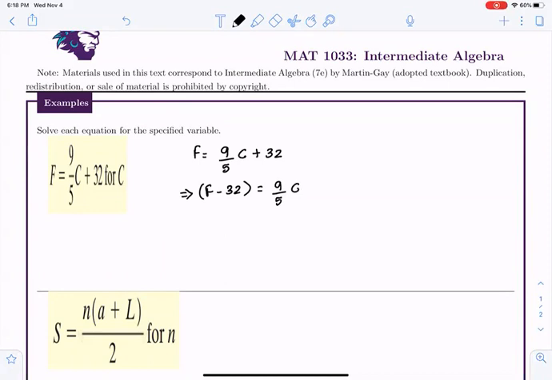Now I can multiply by 5 over 9 on both sides. So 5 over 9 multiplied by F minus 32 would be equal to 5 over 9 times 9 over 5 C. And those just would go away, giving us 1. So C would be 5 over 9 times F minus 32. And as we all know, 32 degrees Fahrenheit corresponds to 0 degrees Celsius. So if you plug in F is equal to 32, you would get the corresponding Celsius value.